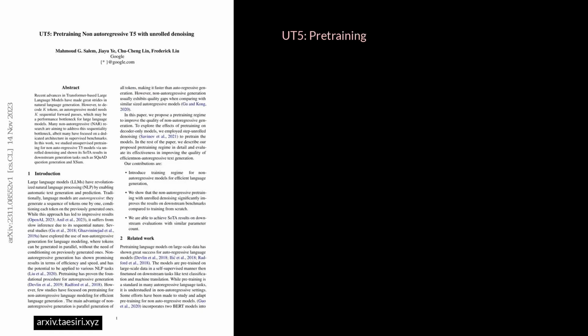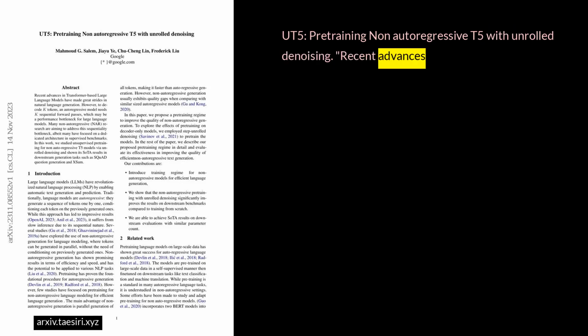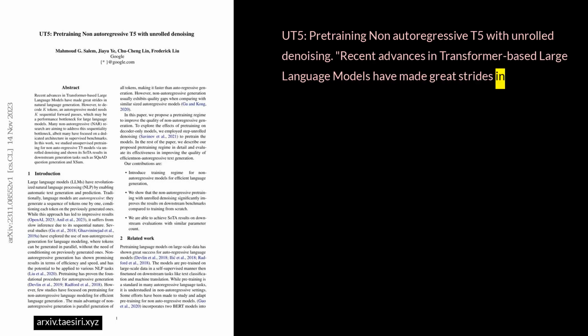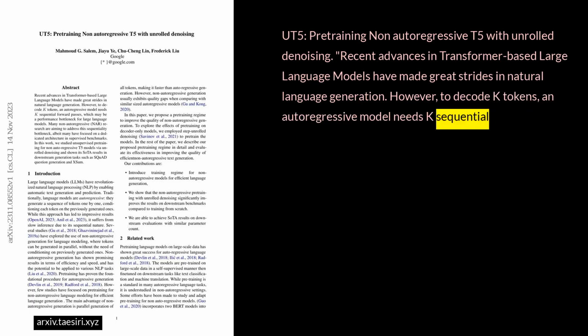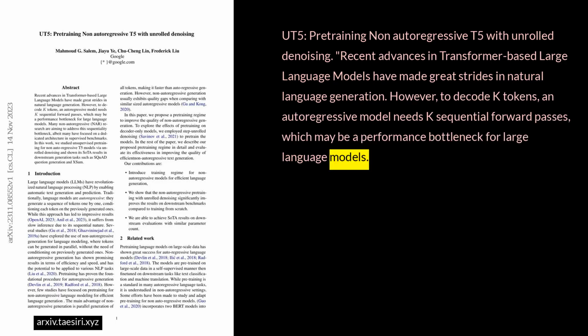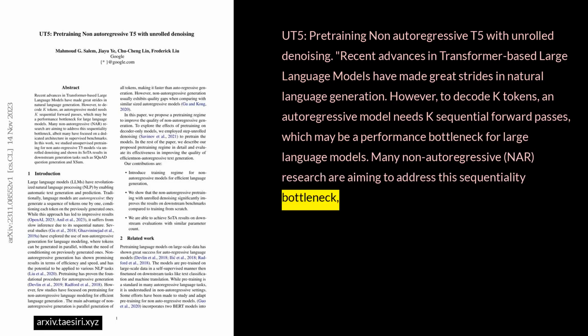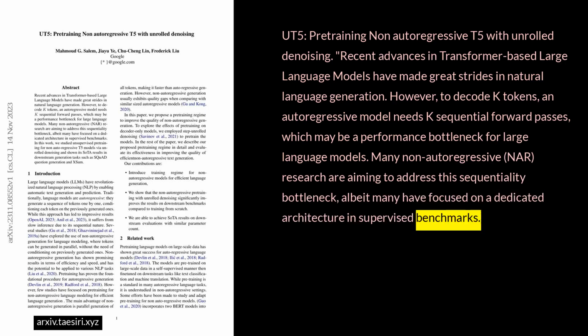UT5, pretraining non-autoregressive T5 with unrolled denoising. Recent advances in transformer-based large language models have made great strides in natural language generation. However, to decode K tokens, an autoregressive model needs K sequential forward passes, which may be a performance bottleneck for large language models. Many non-autoregressive, NAR, research efforts aim to address this sequentiality bottleneck, albeit many have focused on a dedicated architecture and supervised benchmarks.